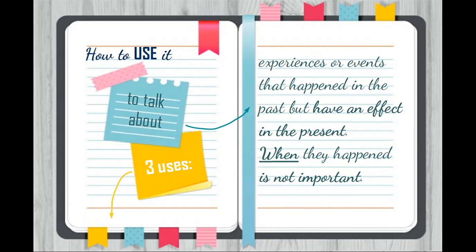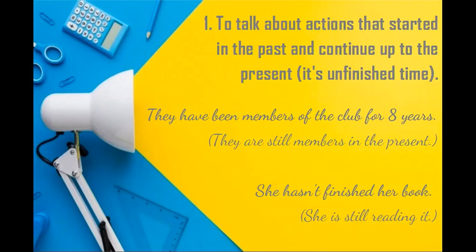The present perfect has got 3 uses. To talk about actions that started in the past and continue up to the present, so it is unfinished time. For example, they have been members of the club for 8 years. They are still members in the present. They started 8 years ago.